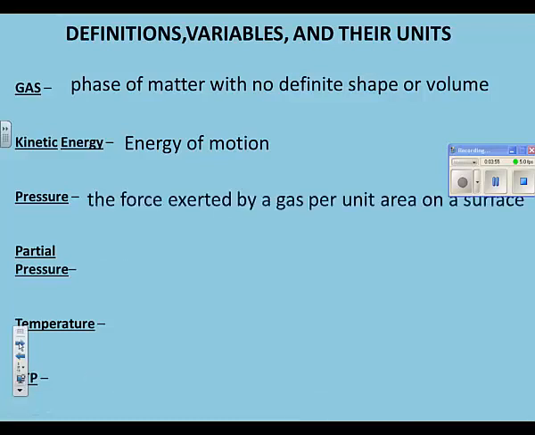Pressure is a force exerted by a gas on a surface. Great. Partial pressure is the pressure of one gas in a mixture of gases. We'll get more into this in another video when we start talking about Dalton's law of partial pressure, and then that will make a little bit more sense.